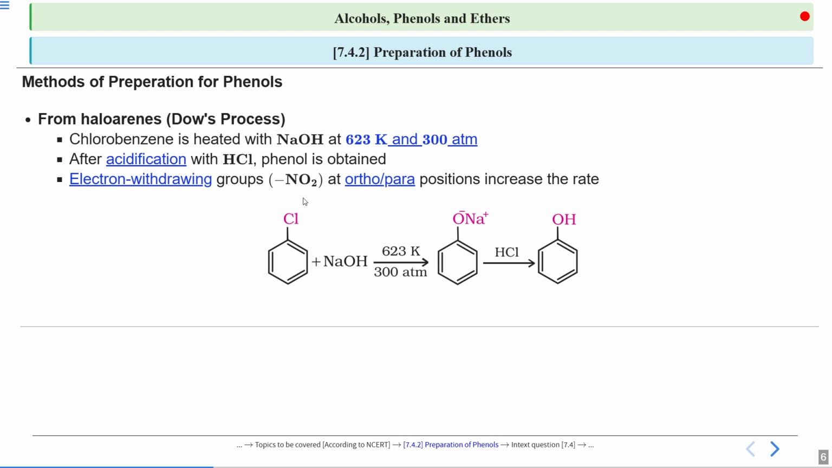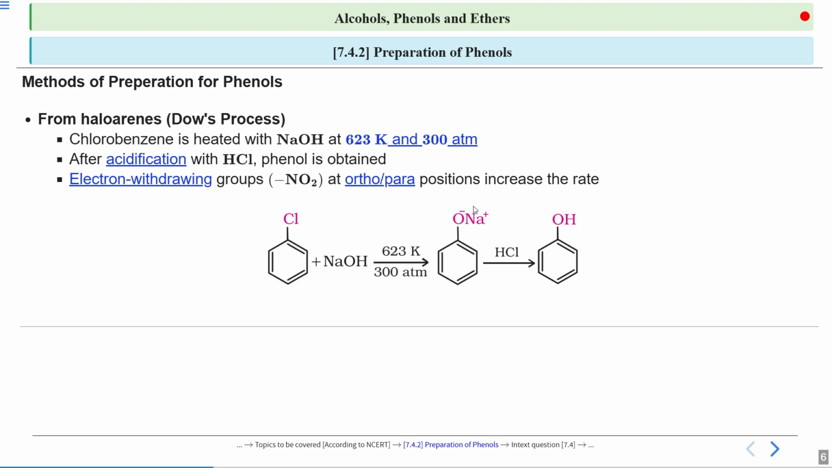So here, what is happening? There is a nucleophilic substitution reaction. And see, the temperature is 623 Kelvin and it is at 300 atm. So chlorine will leave and the ONa group will attach at this position. So this is sodium phenoxide.